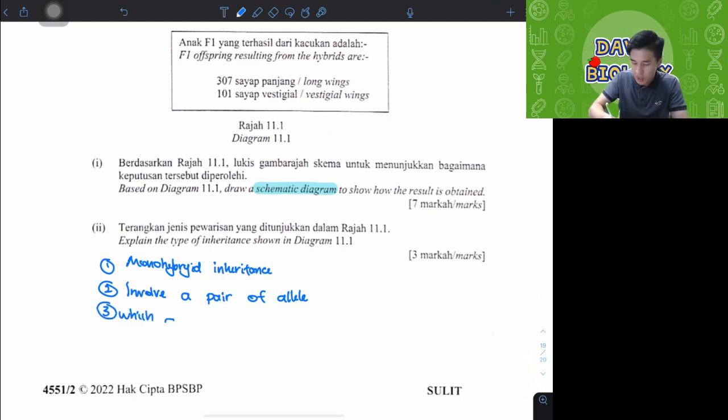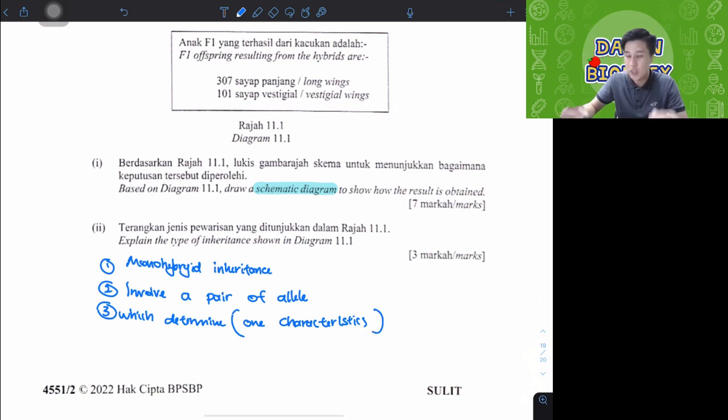which determines one characteristic. So the characteristic I determine here is wing. The type of wings, whether it is long or vestigial. So that is one characteristic. Eye color is one characteristic. Hair color, one characteristic. This is probably wing pattern, we will say. Okay, so that's the 3 marks over here.